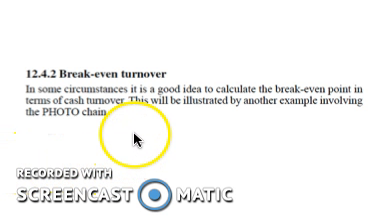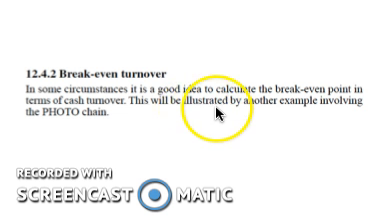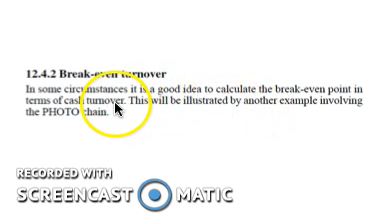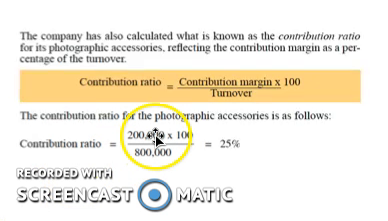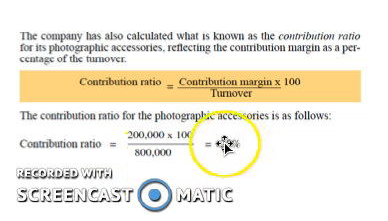The next one is the break-even turnover. In some circumstances, it's a good idea to calculate the break-even point in terms of cash turnover. This will be illustrated by another example involving the photo shop. Let's say the company has also calculated what is known as the contribution ratio for its photographic accessories, reflecting the contribution margin as a percentage of the turnover. The contribution ratio equals contribution margin multiplied by 100 divided by turnover: 200,000 multiplied by 100 divided by 800,000, which means 25%.